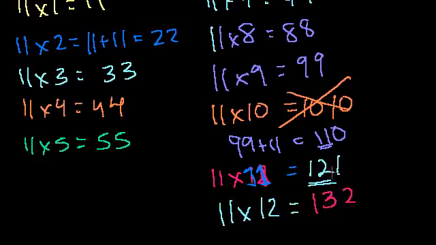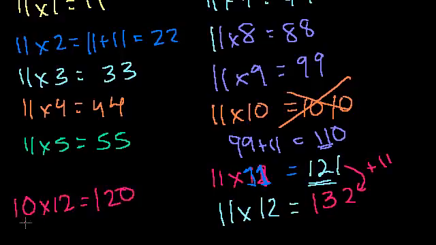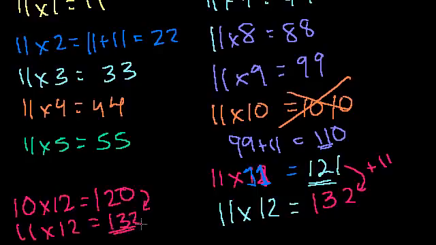132. I just added 121 plus 11, and then got 132. Now, the other way you could have said is, well, what's 10 times 12? 10 times 12, we already knew that. That was 120. So 11 times 12, because we're multiplying 12 by 1 more, should be 12 more than that. So that should be 132. So two ways to get the exact same answer.